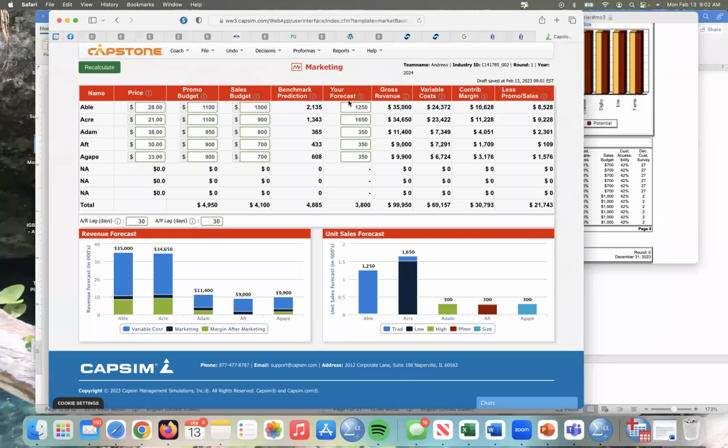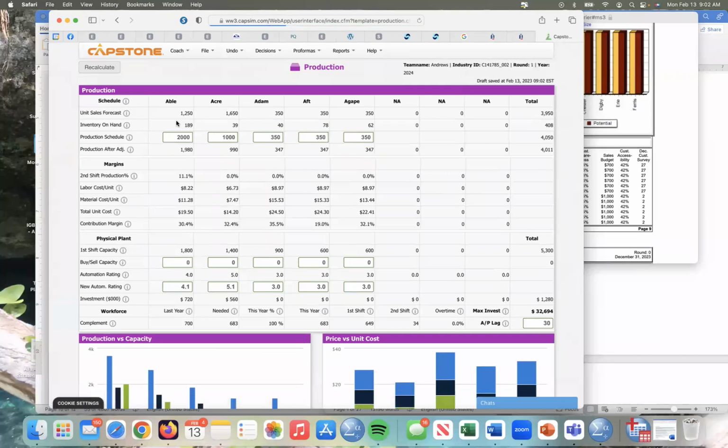You want to be conservative on the marketing, but you want to be generous on your production so that you don't run out of stock and then give your sales to your competitors. So if 1,250 is my forecast, I do have another 189 on hand. I am going to produce 1,400. That would give me an inventory of 1,489. I feel pretty good with that inventory buffer.